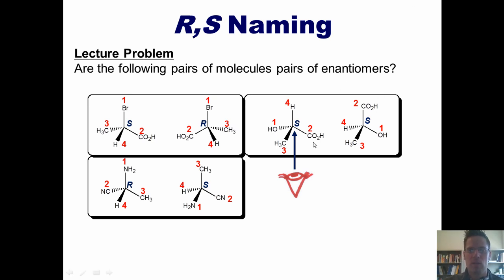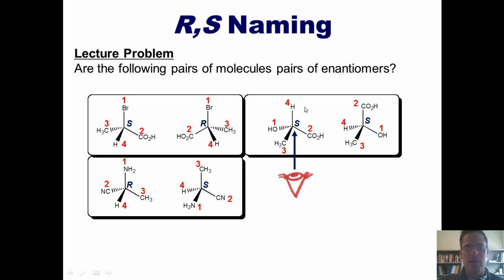Let's look at this set over here. I've got two molecules that both have a carbon in the middle bonded to a hydrogen, an OH, a CO2H, and a methyl. Both of them are bonded to the same four things. You'll also note that both of them have an S configuration. So what does that make them? Are they enantiomers? No, they aren't. Because they have the same configuration, what they are is the exact same molecule, just drawn in two different ways.